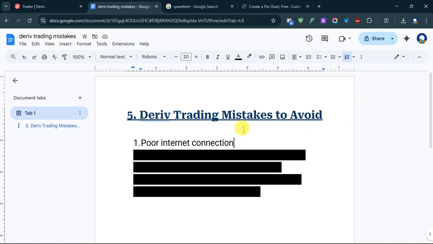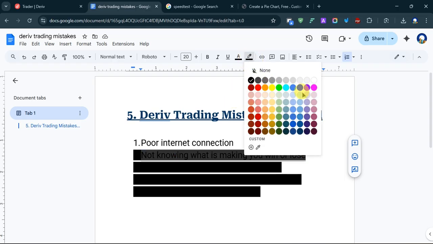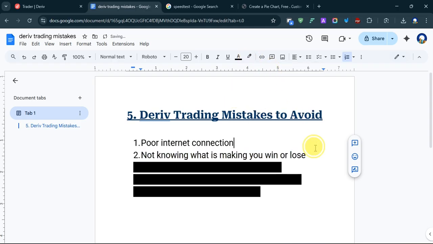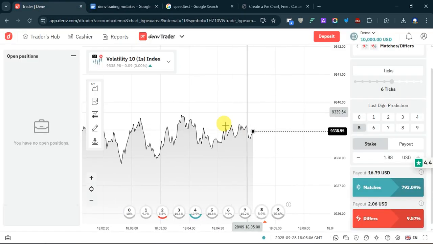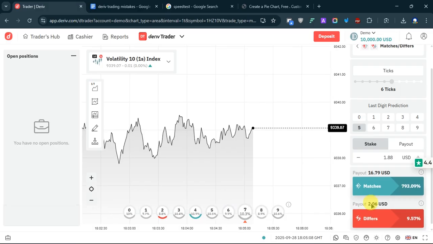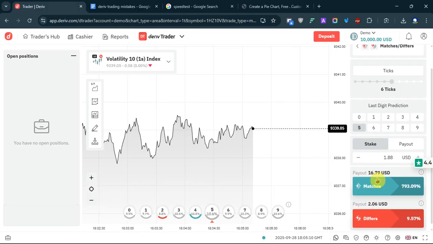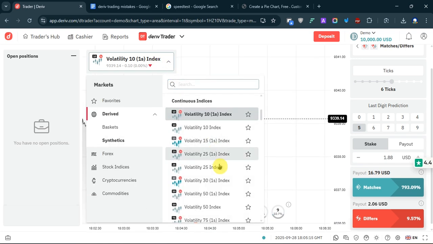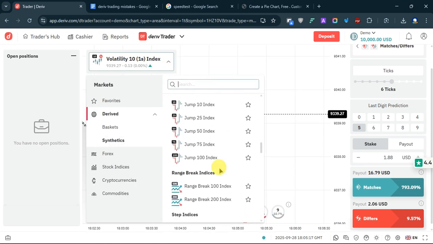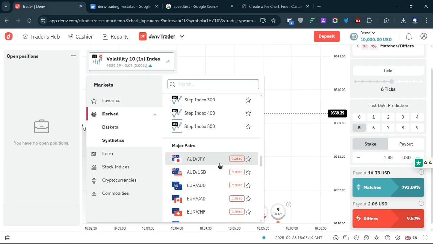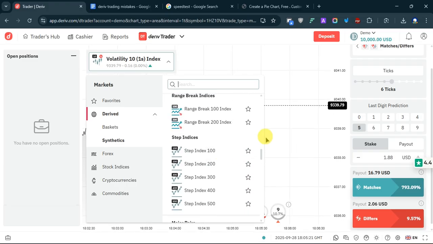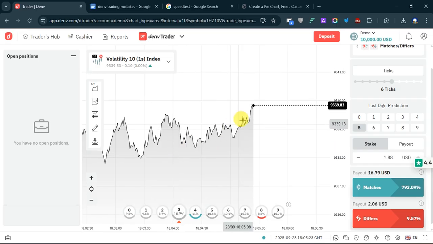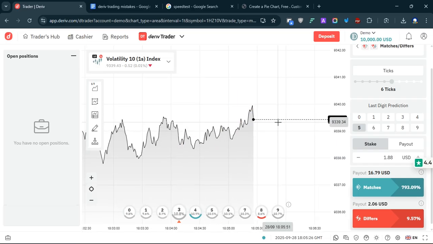So here is the second mistake that people make. The second mistake is not knowing what is making you win or lose. As I was starting, I would just press these buttons without knowing why I was winning or why I was losing. I was trading gold, and I would just look at the chart and place an order just by looking at it or feeling it will go up or whatever.